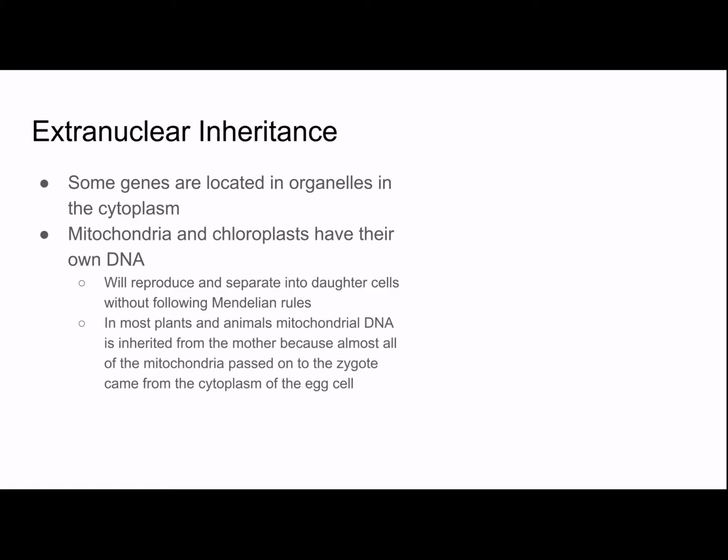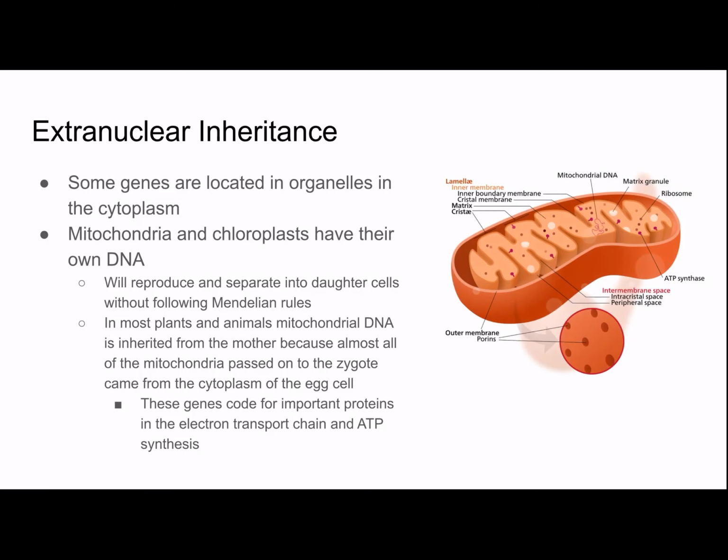So it's really rare for people to be heterozygous for mitochondrial genes because they're inheriting it all from one parent. These genes, not surprisingly, will code for proteins that are important in the electron transport chain and ATP synthesis because that's what the mitochondria's main job is. So here's a picture of the mitochondria. As you can see, there is mitochondrial DNA in it that's separate from your chromosomes, but is still inherited.